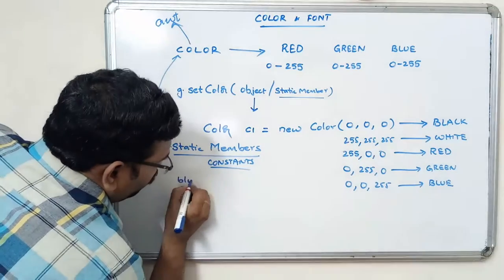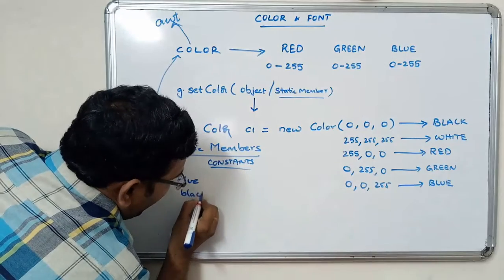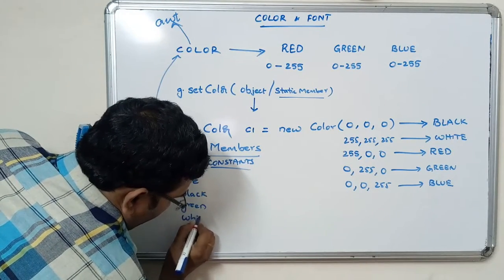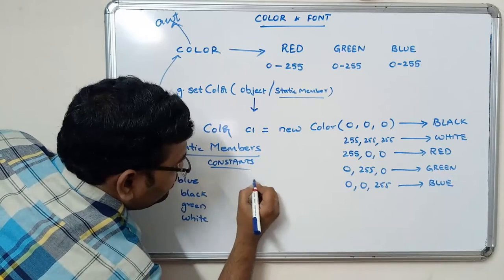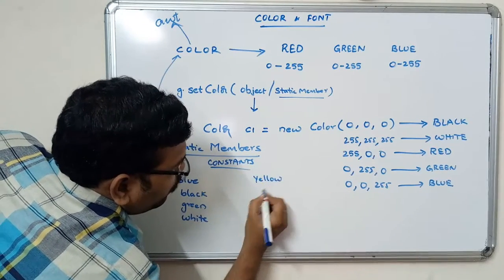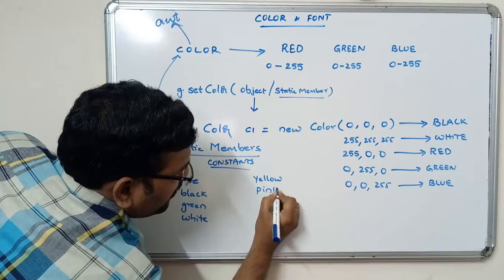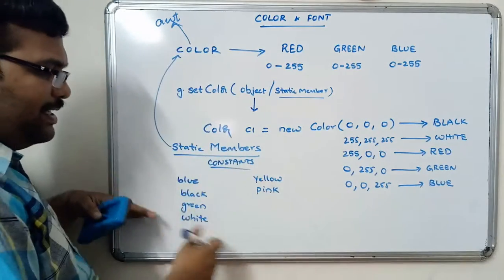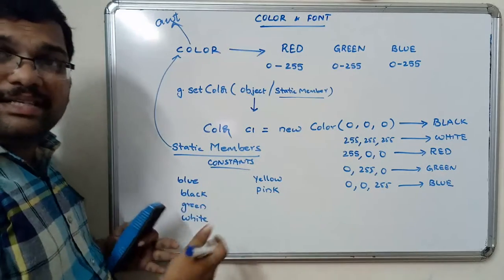See, blue, black, green, white, yellow, pink, right? All these are the constants.